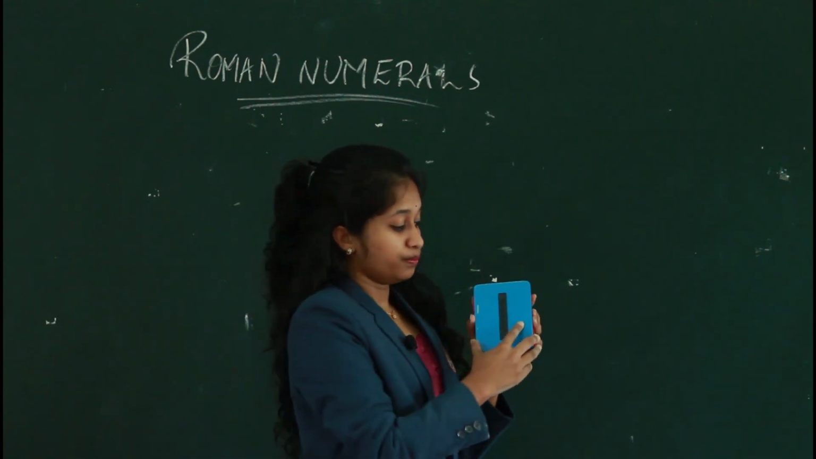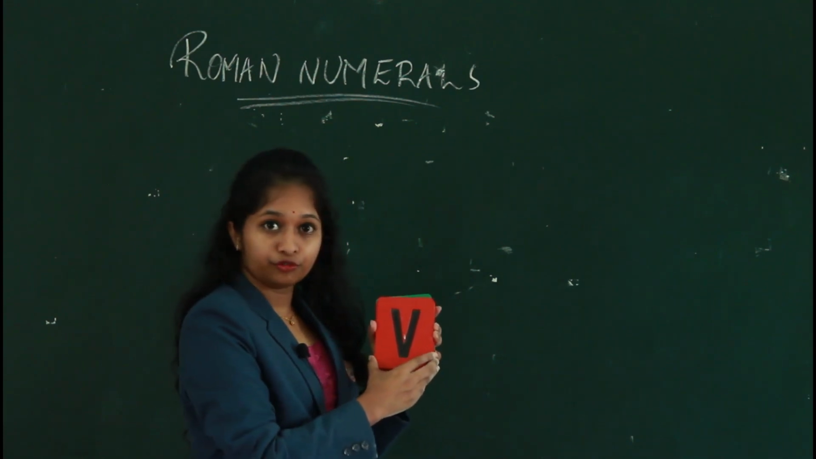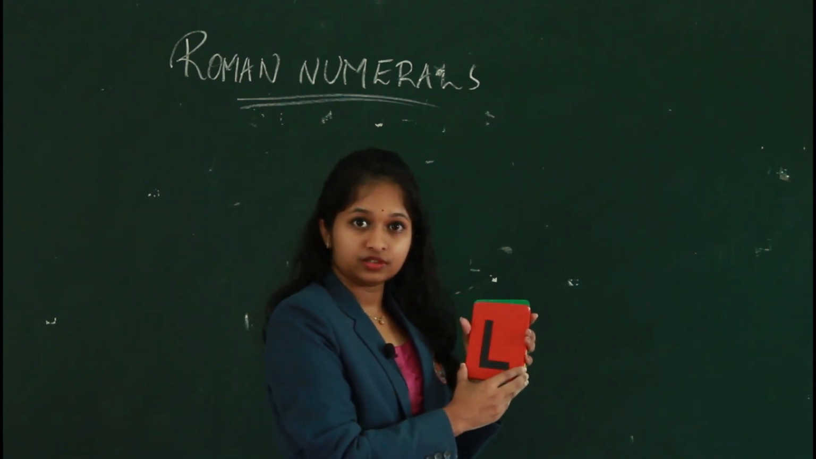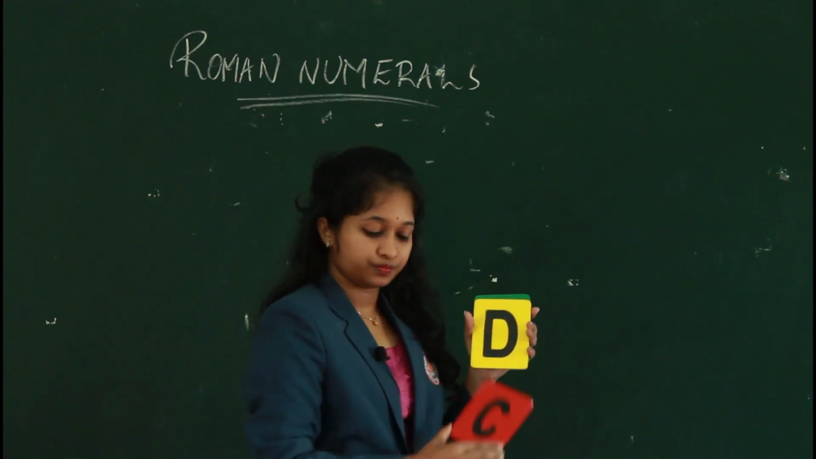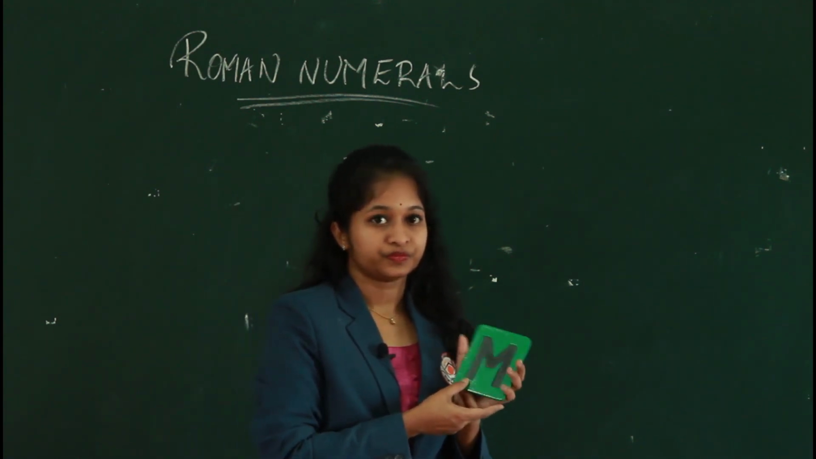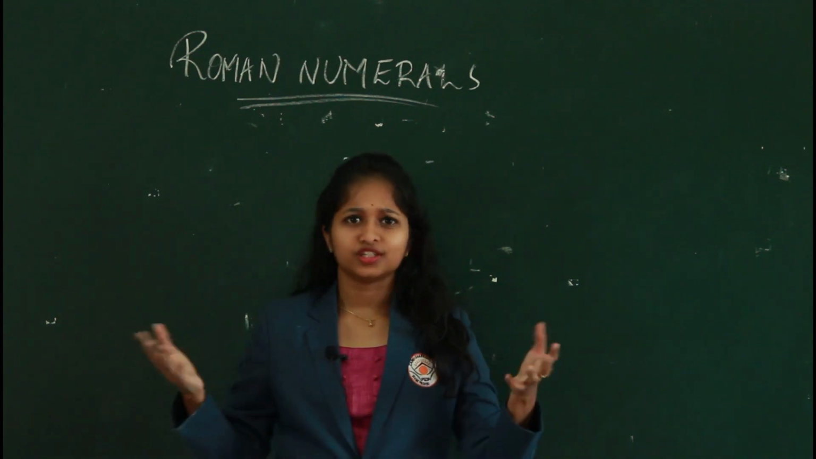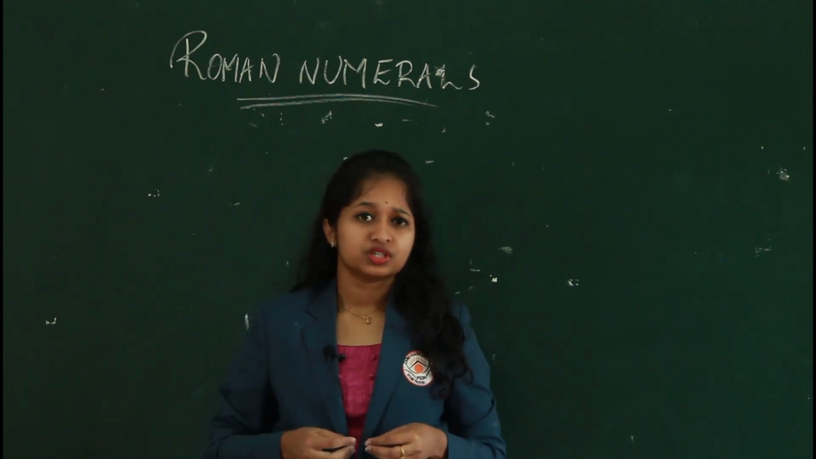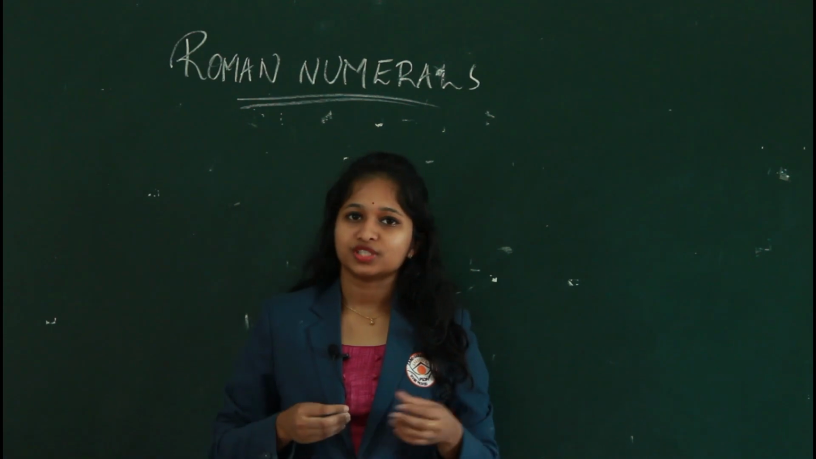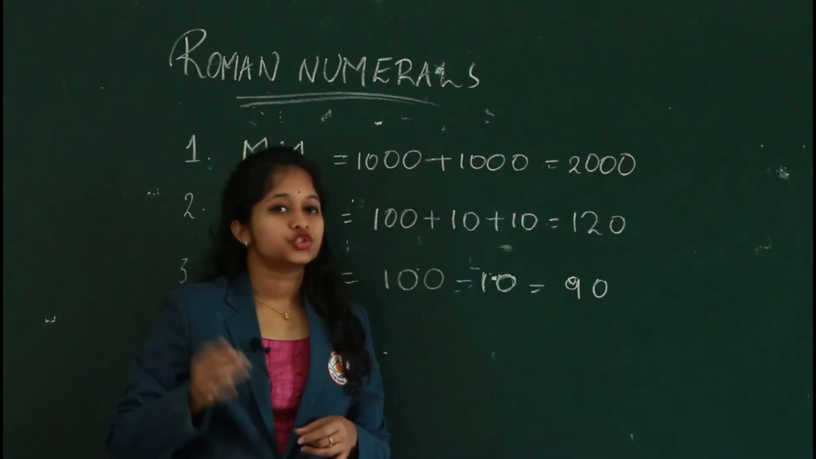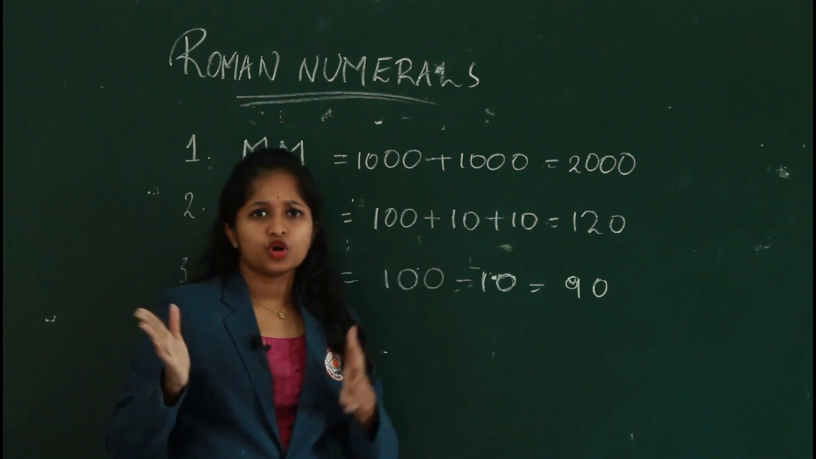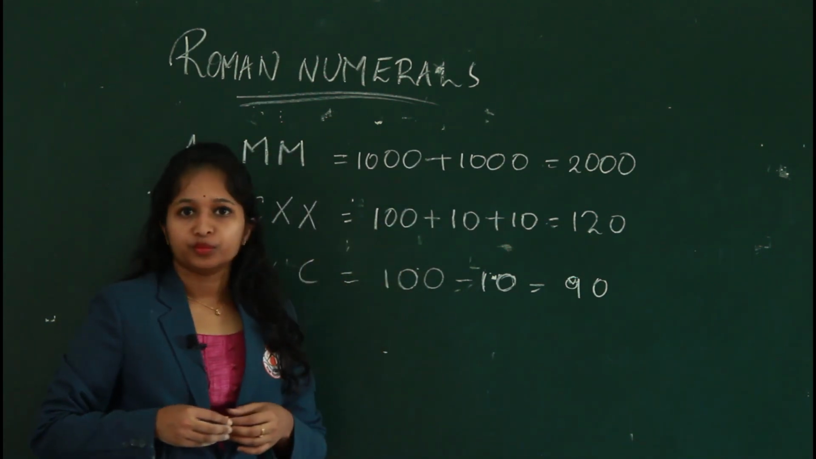What are they? Symbol for 1, symbol for 5, symbol for 10, symbol for 50, symbol for 100, symbol for 500, and symbol for 1000. Where do we see Roman numerals? You see in clocks, watches, and in books. To represent chapters, we use Roman numerals, right? Have you seen it? Now let us move on to some problems related to Roman numerals. Children, there is no symbol for 0. Let's move on to some rules to form Roman numerals.